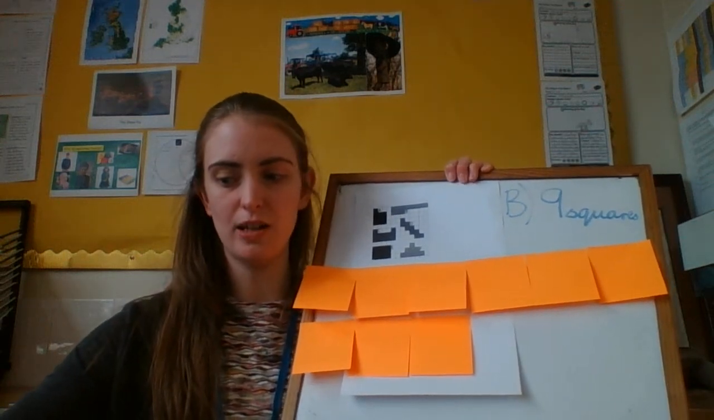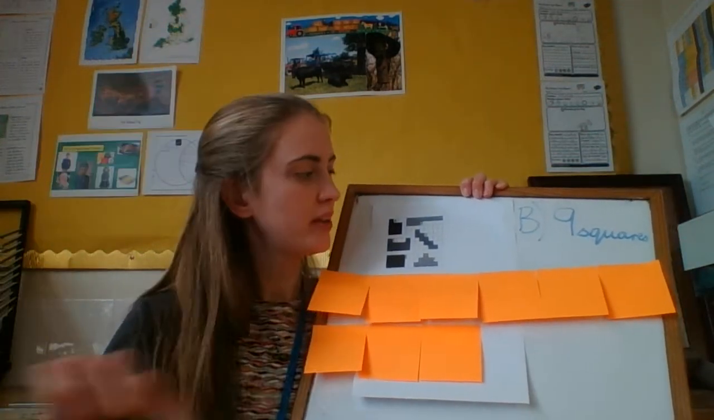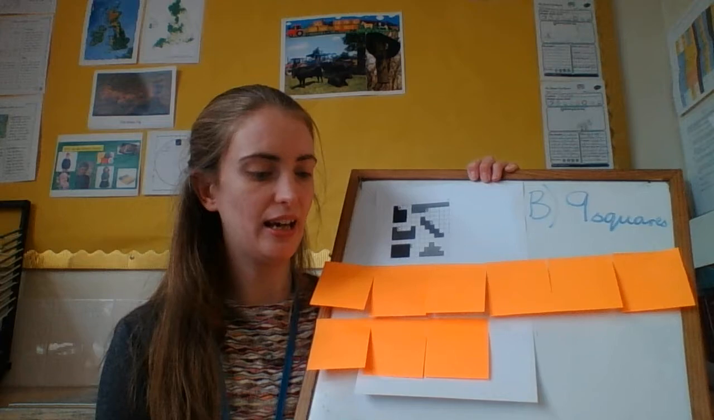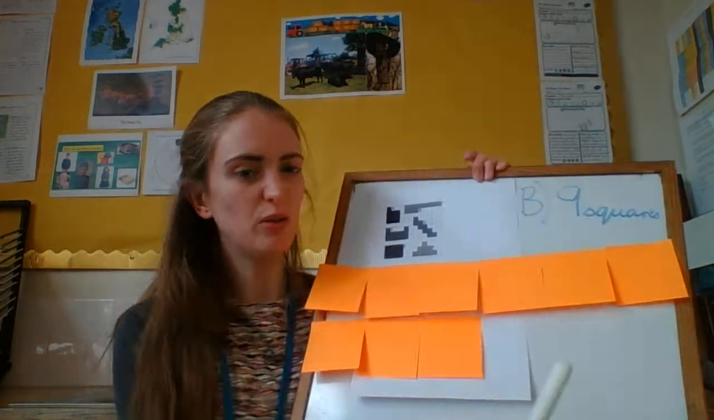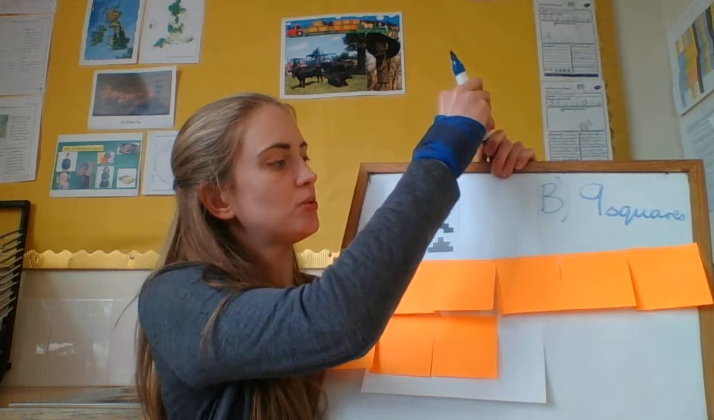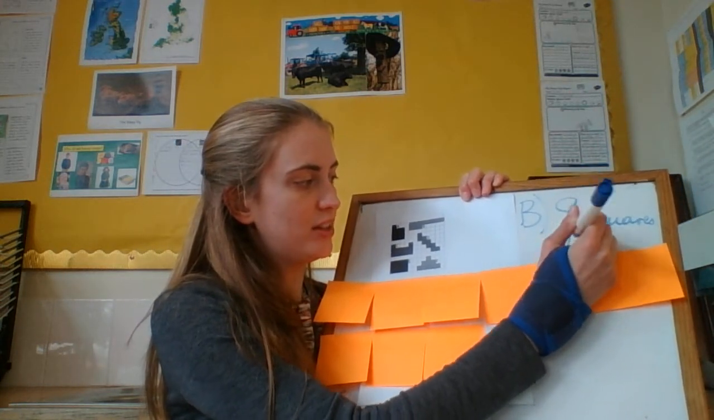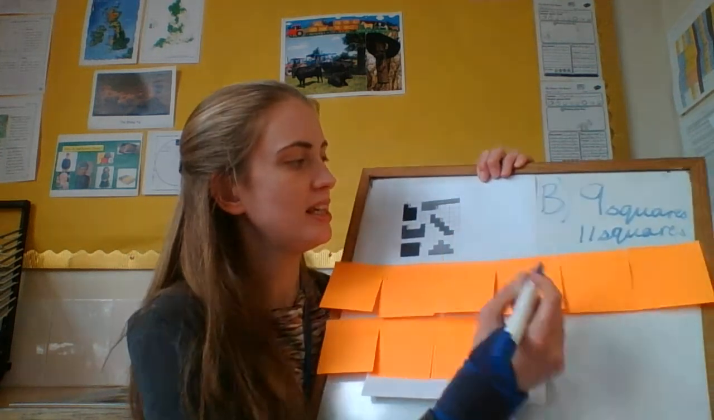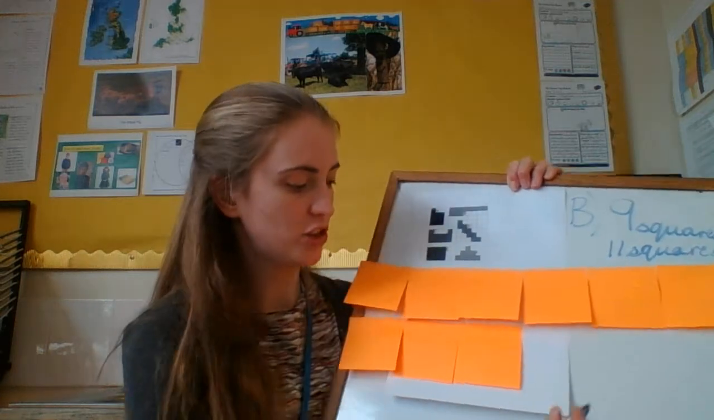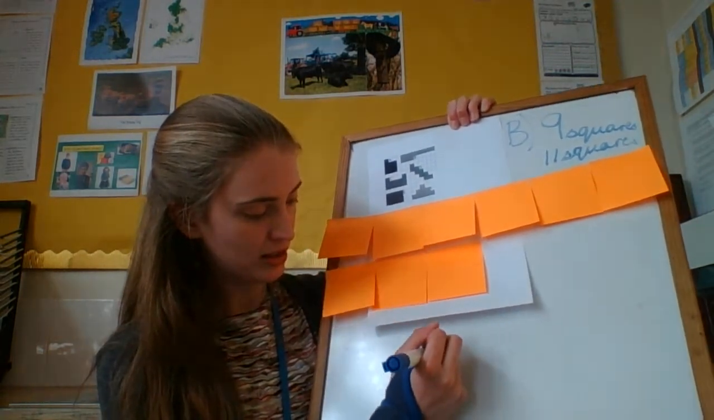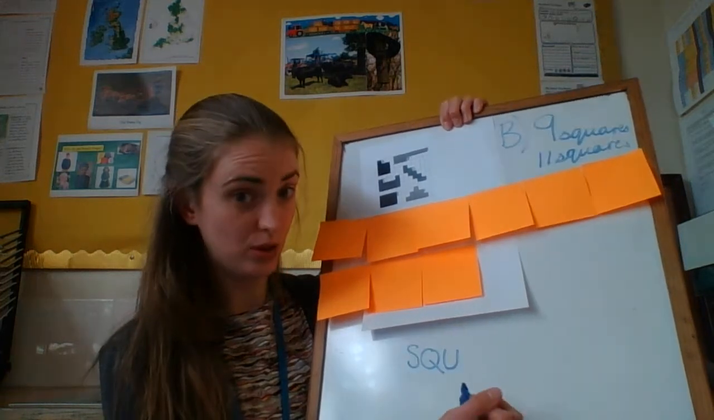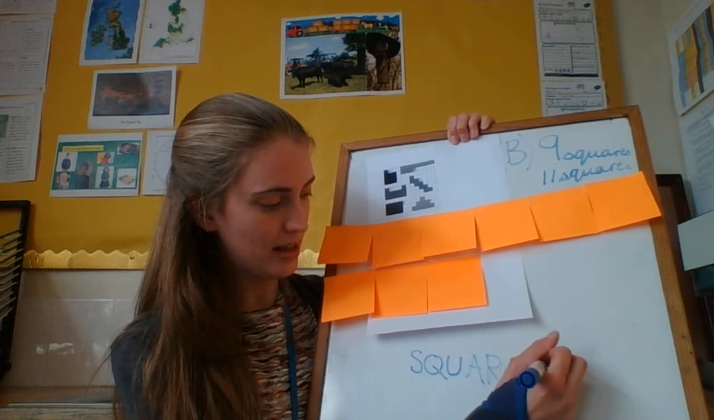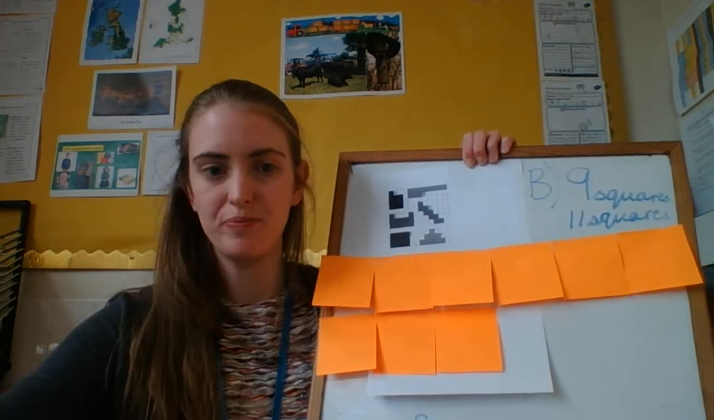Okay, so to make this shape, I needed 2, 3, 4, 5, 6, 7, 8, 9, 10, 11 squares. So my estimate wasn't too far out, but my actual answer is 11 squares. The area of that shape B is 11 squares, and I'm making sure I'm spelling squares correctly: S, Q, U, U always comes after Q, A, R, E, S. So I'm spelling squares correctly.